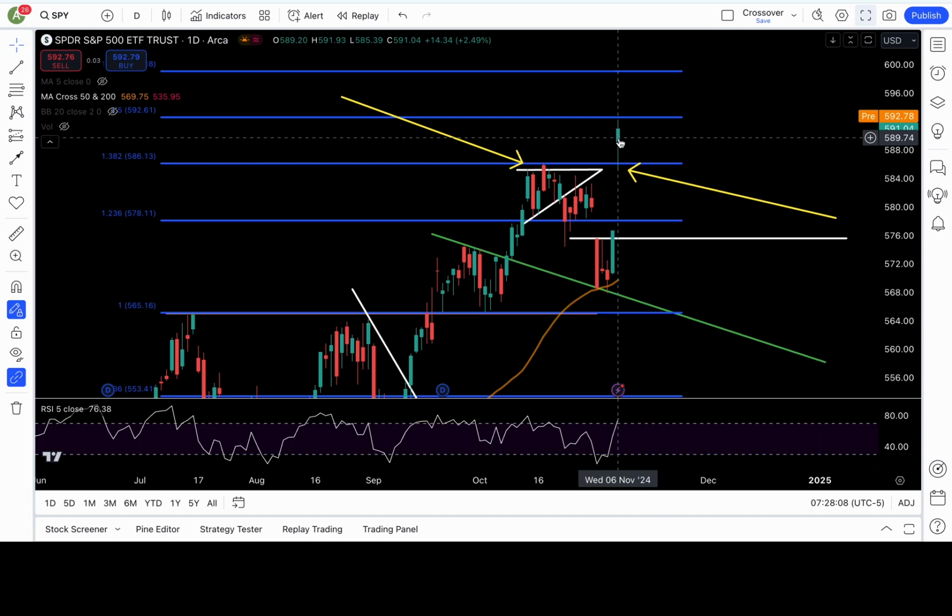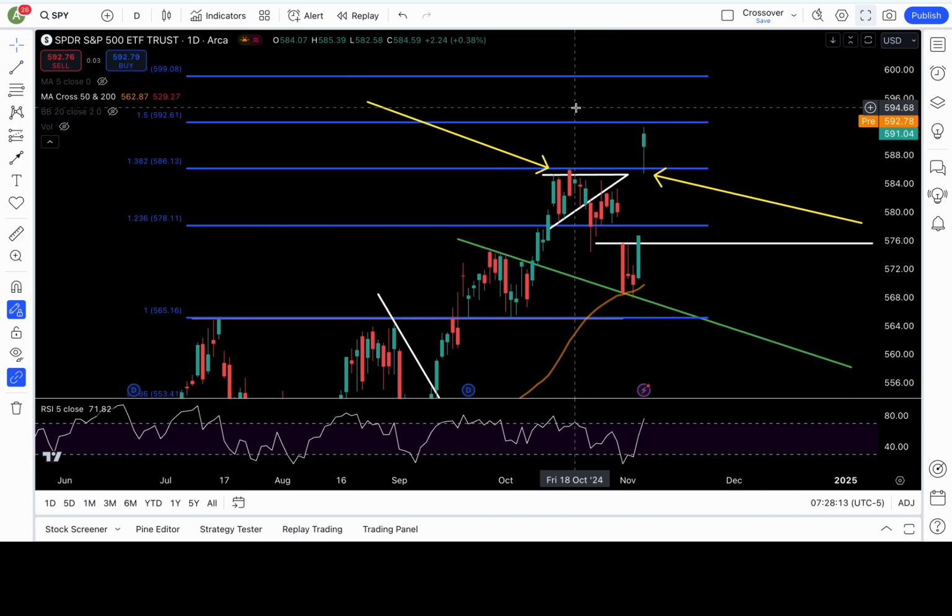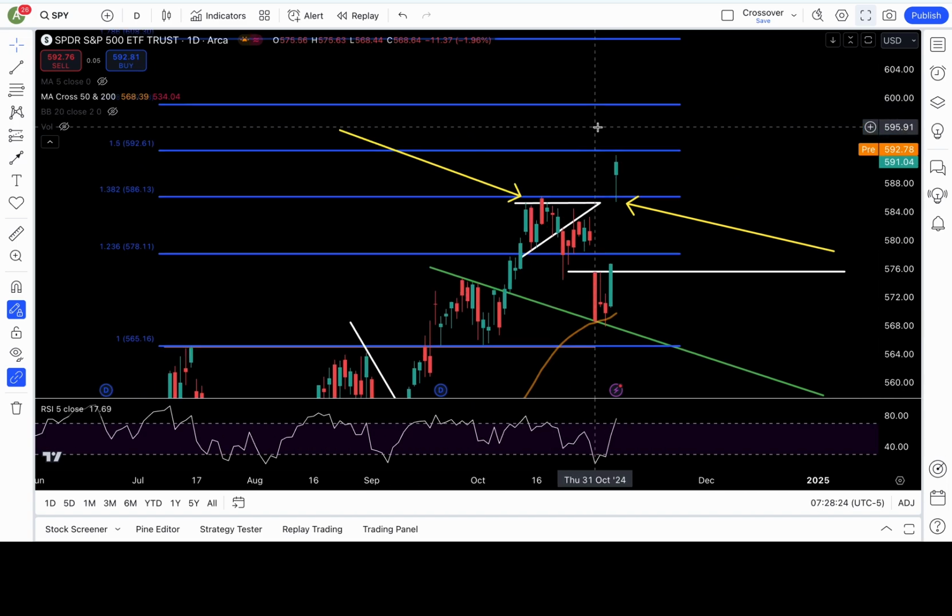Going to a high, almost hitting 592. I have a fib level of 592.6. Important level there. We're just above it as of right now. Before I even get to the next plan, I really love this bullish island reversal here.